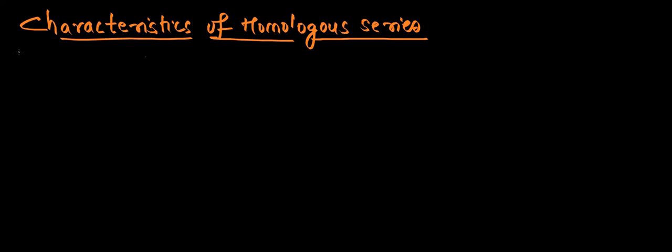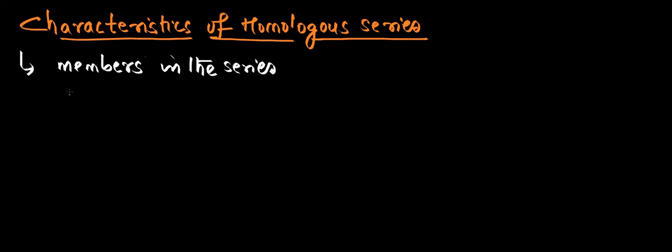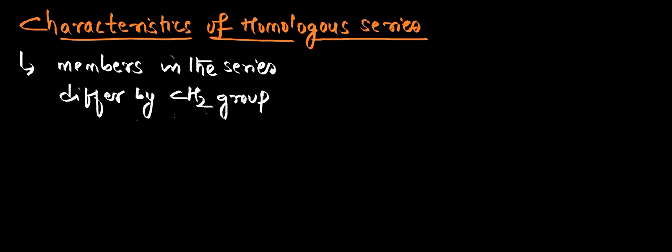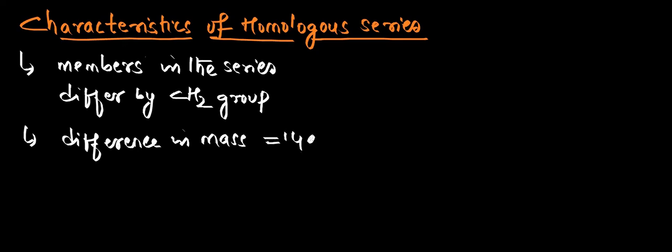The first characteristic, according to the definition itself, is that the members in the series differ by the methylene group, that is CH2 group. That means if you take the difference in mass for successive members, it will be 14 AMU, because as I told, one carbon is 12 units and two hydrogens are 2 units.